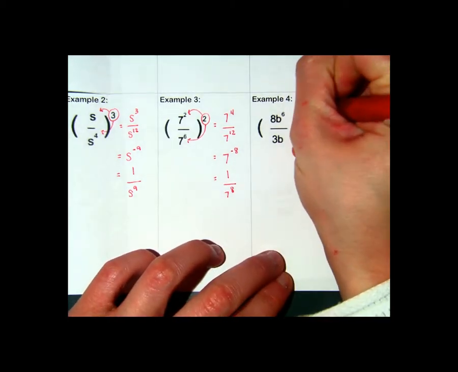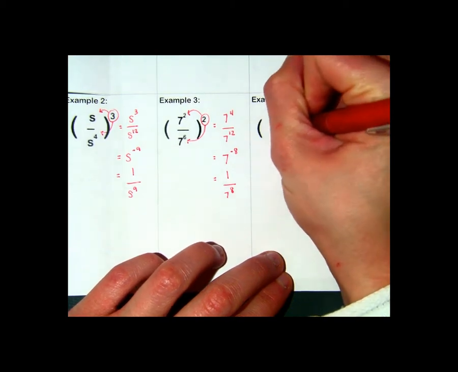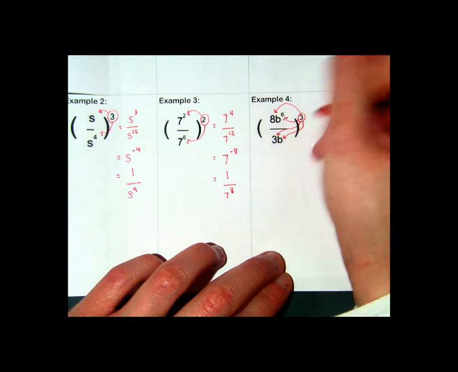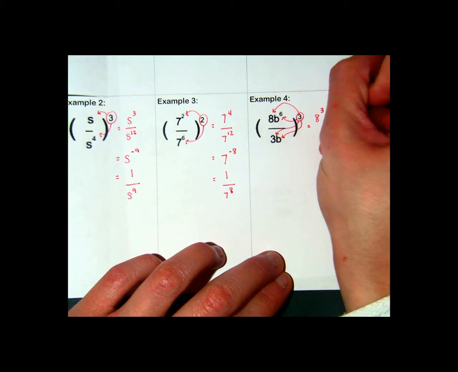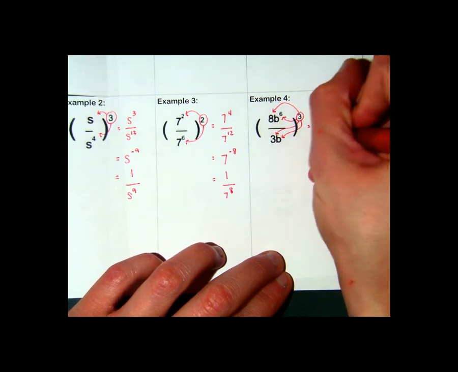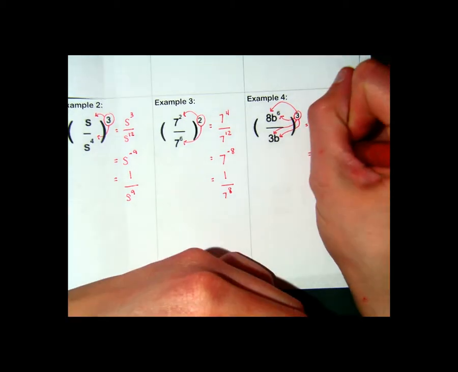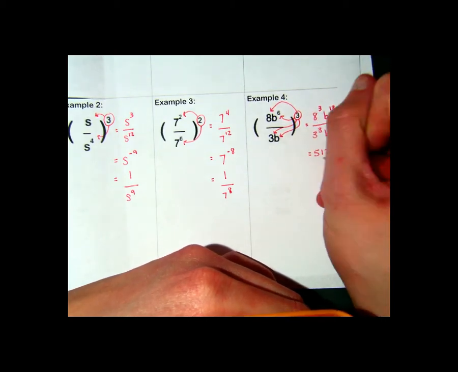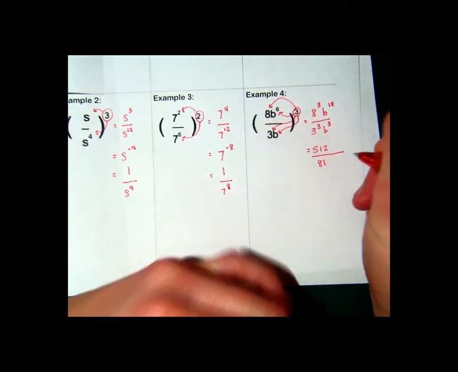Alright, this one, you need to make sure that you place the exponent, or distribute it, if you will, to everything inside, every piece. That means it's 8 to the 3rd, b to the 18th, 3 to the 3rd, b to the 3rd. I am going to go ahead and find out what 8 to the 3rd is, because I might be able to simplify 8 to the 3rd and 3 to the 3rd. I'm not sure if I will or won't. 512 over 3 to the 3rd, 81.